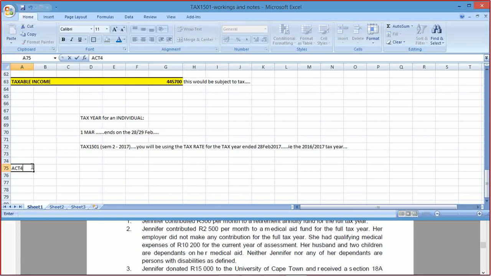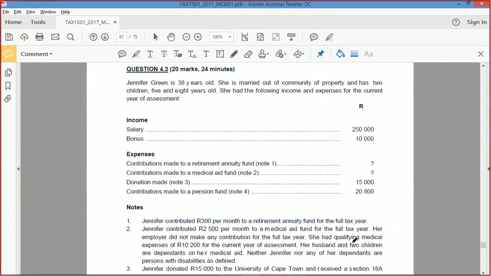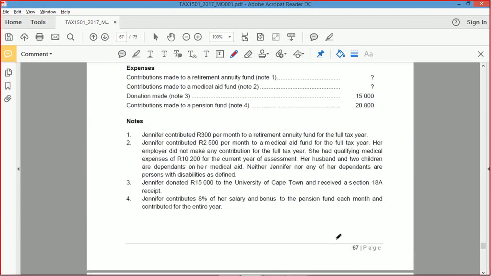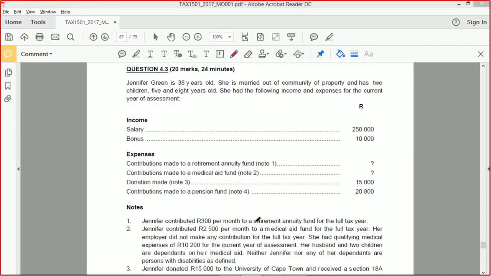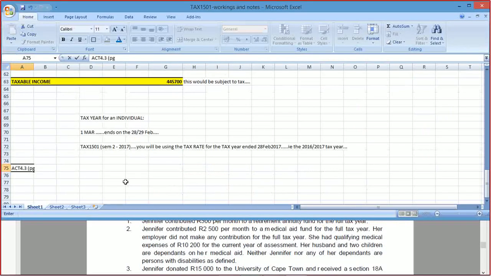Activity 4.3. What page is it on? Let me just check here. What page? 67. Okay, I got the page number. Dershan, are you still there? Yes. Okay. Right, it's on page 67.